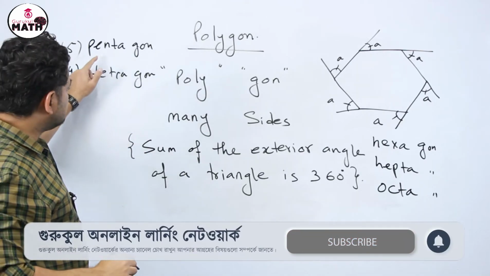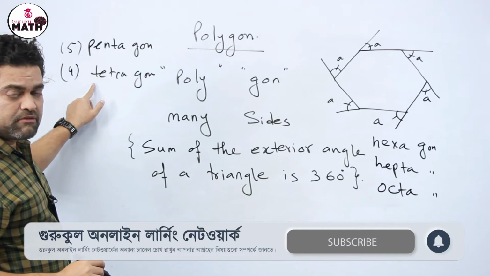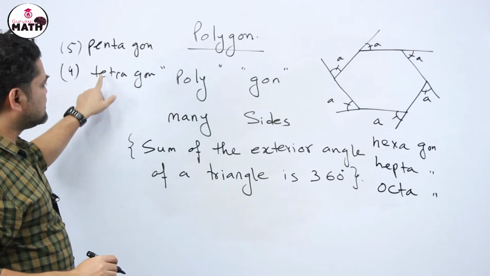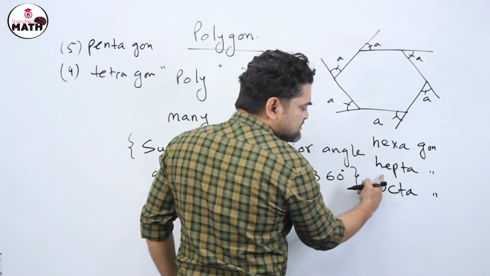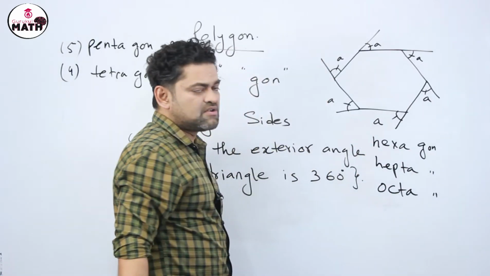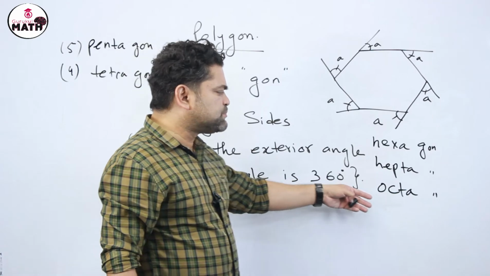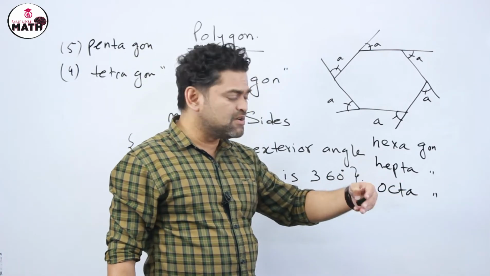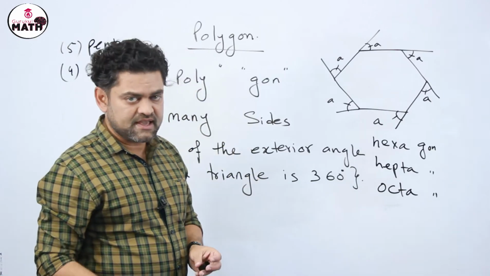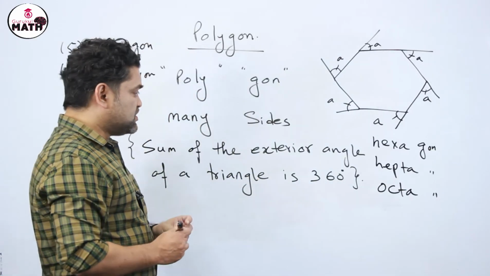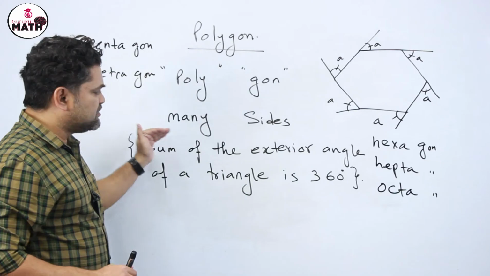So tetra means a 4-sided figure. In the case of polygons: tetragon, 4 sides; pentagon, 5 sides; hexagon, 6 sides; heptagon, 7 sides; octagon, 8 sides. Same if I go for 9 sides, then that will be the nonagon. And if I go for 10 sides, then that will be the decagon. So deca means 10. Today I will discuss the polygon. These are the basics.